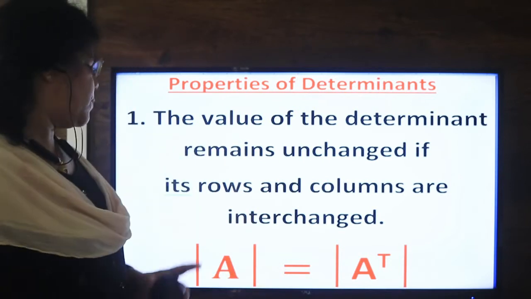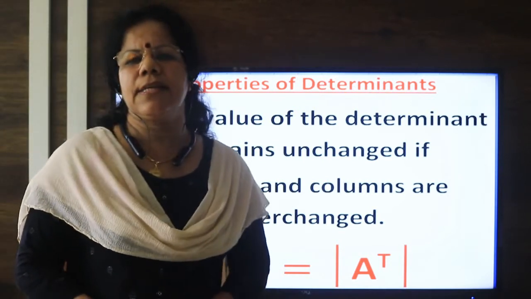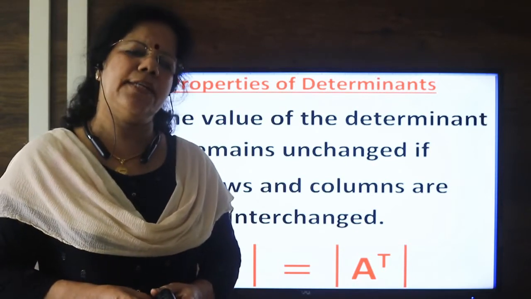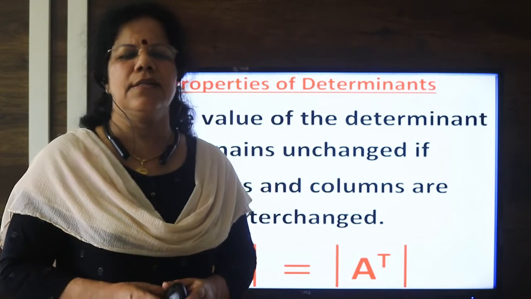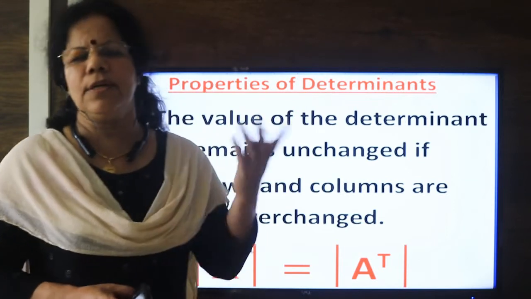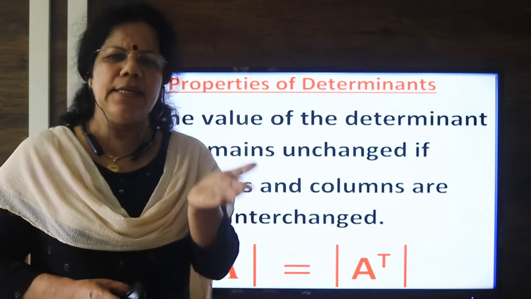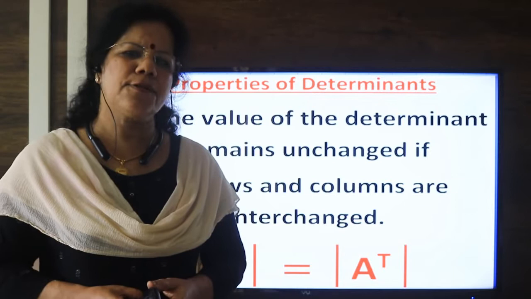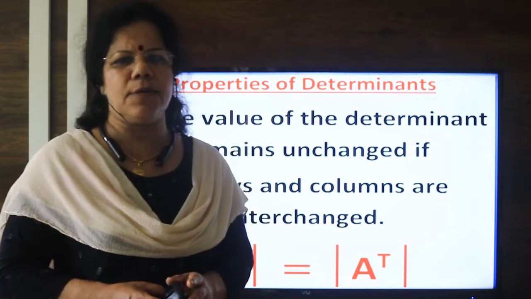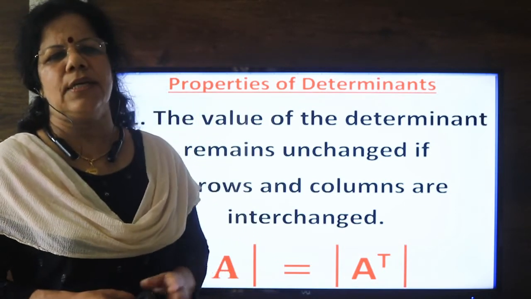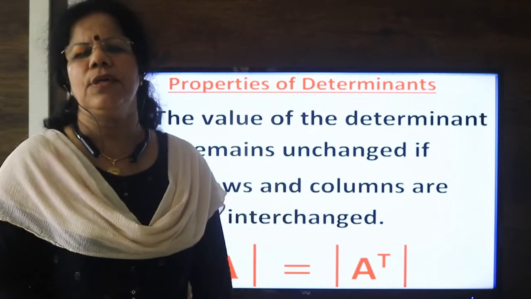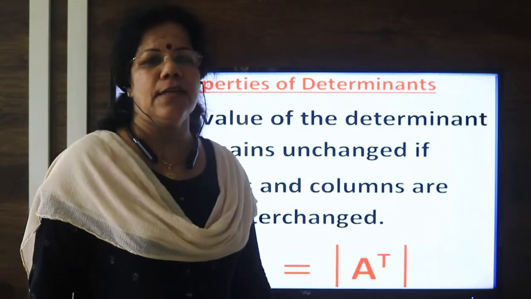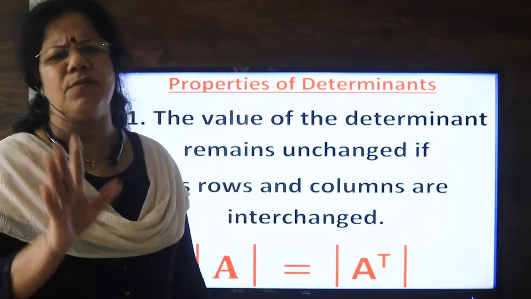Now see, the first property: if we interchange the rows and columns, rows to columns and columns to rows, the value of the determinant is unaltered. That is, there is no change in the value. But already you have studied in matrices, if you interchange the rows and columns, the matrix is a transpose. How will you get the transpose of a matrix? By interchanging the rows and columns. So finally what we conclude: determinant of A is equal to determinant of A transpose. That is the first property, the simple one.